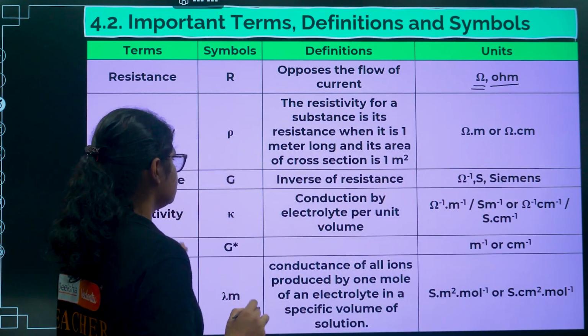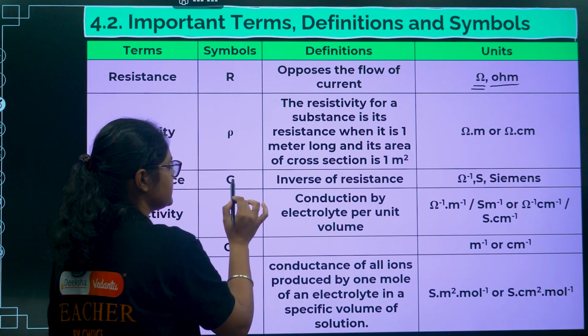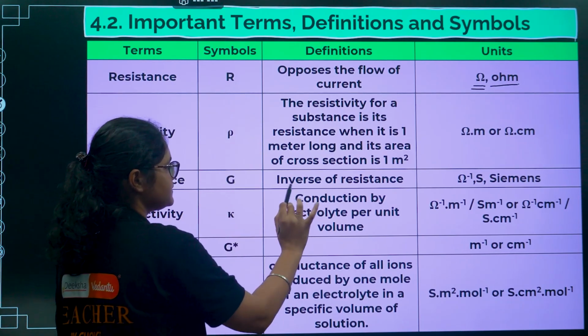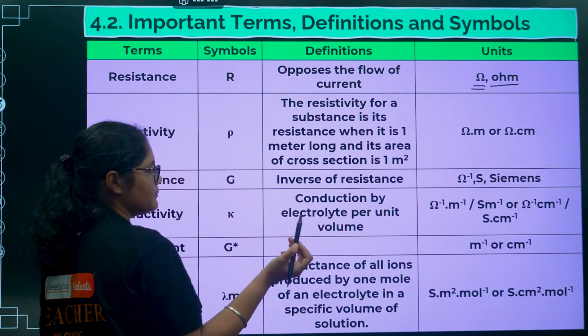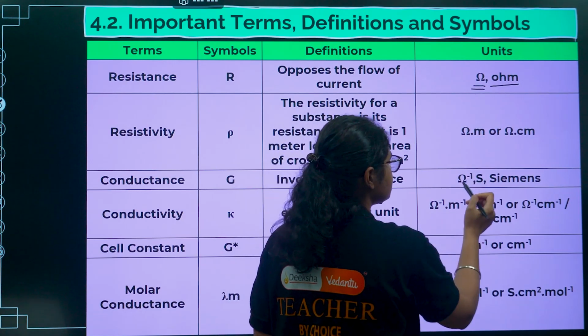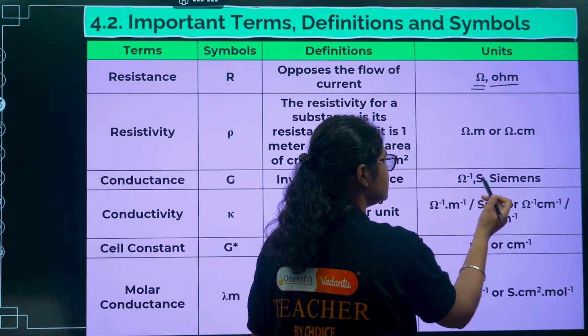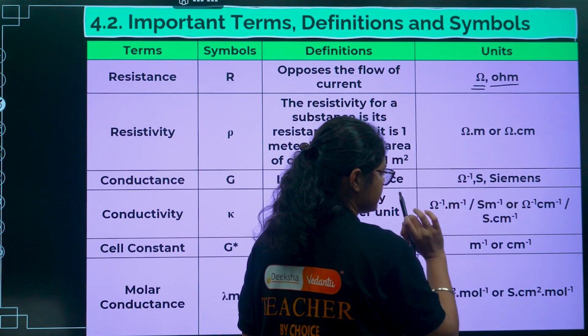Next, coming to conductance. Conductance is just the inverse. It is represented by letter G. It is the inverse of resistance. So the formula of conductance is 1 by R. You can see it is just the opposite of resistance, so the unit is ohm inverse. Ohm inverse can also be written as Siemens or S.